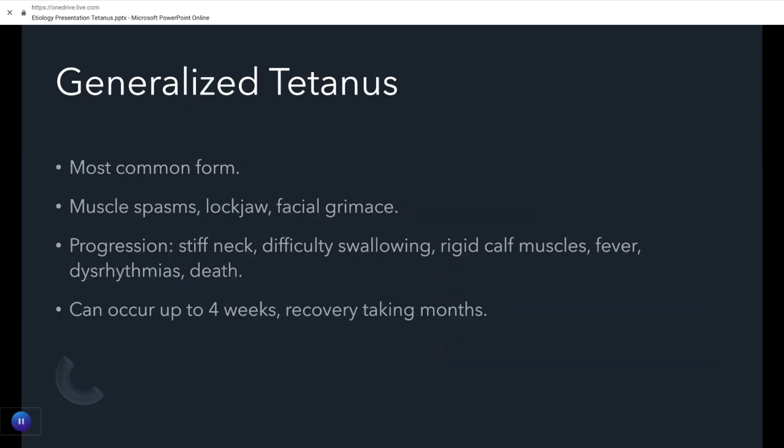So there are four types of tetanus. The first that we're going to be discussing right now is generalized tetanus. It's the most common form, characterized by muscle spasms, lockjaw, facial grimace. It can progress into stiff neck, difficulty swallowing, rigid calf muscles, fever, dysrhythmias, and even death. Generalized tetanus can occur up to 4 weeks. So you can be sick with active infection for 4 weeks. Recovery can take months.